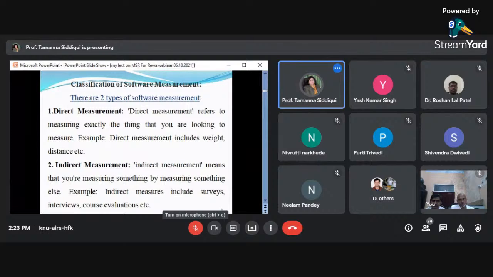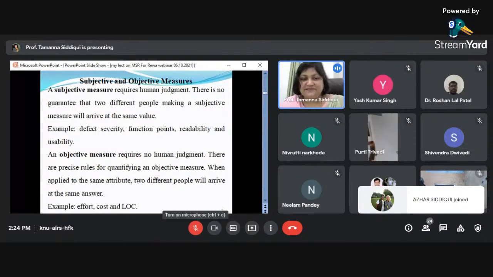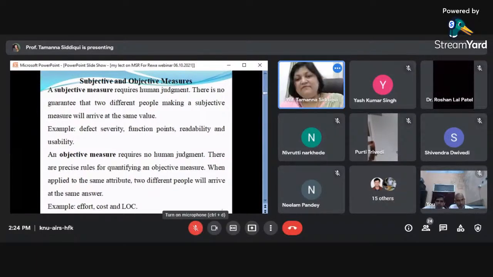Next classification is subjective measure and objective measure. This topic is purely related to software measurement. Subjective measure requires human judgment. There is no guarantee that two different people making a subjective measure will arrive at the same result. That means human judgment, human decision, is involved in the subjective measure. Examples of this kind of measurement are defect severity, function points, readability, and usability. In my lecture, I will discuss readability.